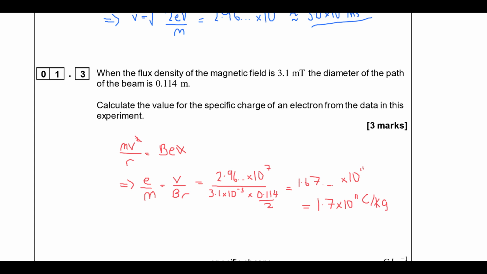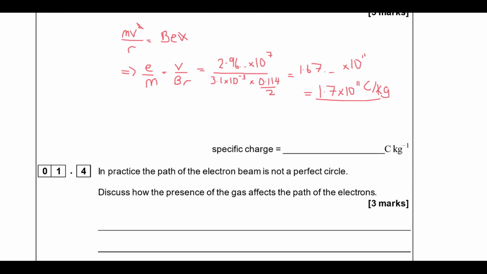And if you look in your formula sheet, you should see that's pretty close to the actual value, so it's a useful way of checking you've got the correct answer here. Okay, so that's the specific charge.